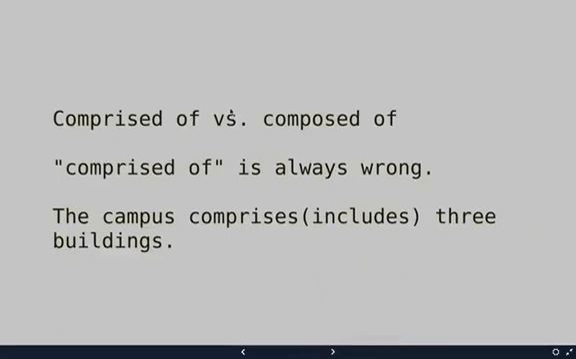A lot of people use comprised as a fancy way of saying composed of. That is always wrong. And if you ever have a sentence where you say comprised of, you are wrong. Okay? Comprised is a verb meaning includes. So the correct use of comprises or comprised is when some larger thing encompasses some smaller things. And remember, if you're using it correctly, you can always replace it with includes.